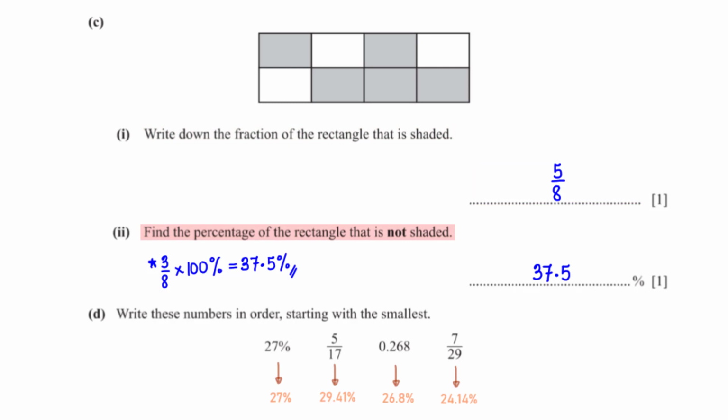Find the percentage of the rectangle that is not shaded. To get this percentage, we divide the number of boxes of the rectangle that is not shaded, which is 3, by the total number of boxes, which is 8, and multiply by 100%. This gives us 37.5%.